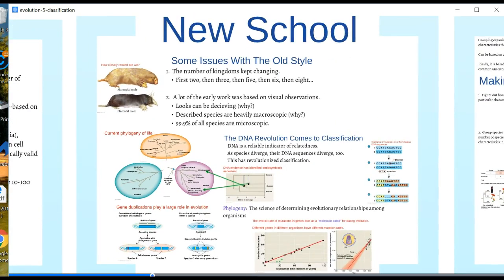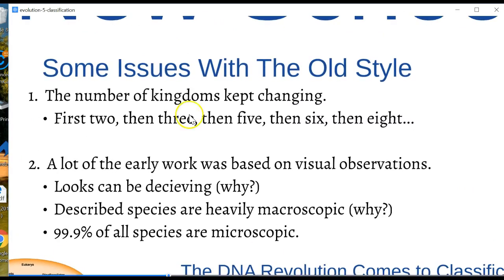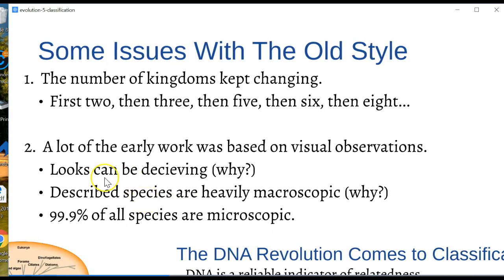Okay, so it turns out there were some issues with the old style, and so we've now included some ways to more formally classify organismal relationships. So first thing that you should know is that the number of kingdoms kept changing. So first there were 2 kingdoms, then there were 3, then there were 5, then there were 6, and there were 8. A lot of the early work was based on visual observations. That was the second problem. So looks can actually be deceiving. Why do you think that might be?